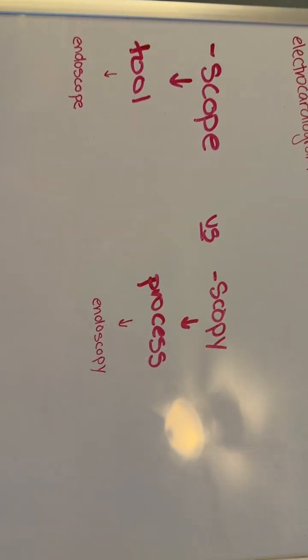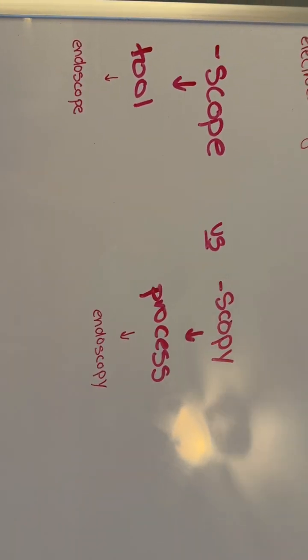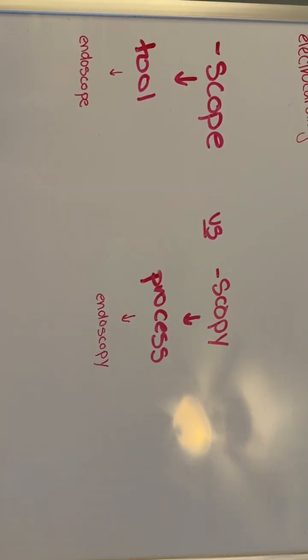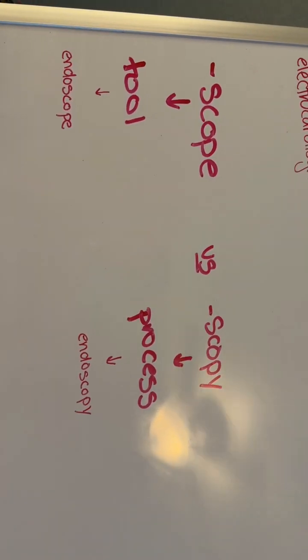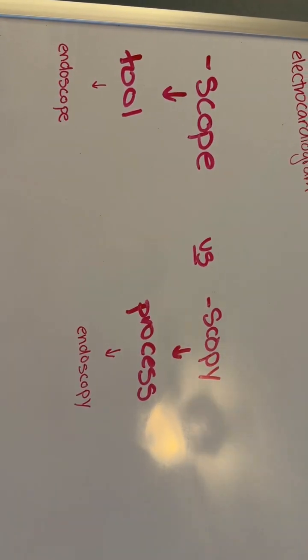And then we can go right on over to scope versus scopy. Scope is a tool, and scopy is a process. An endoscope is the physical instrument to perform the endoscopy.